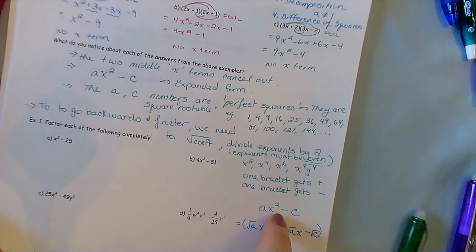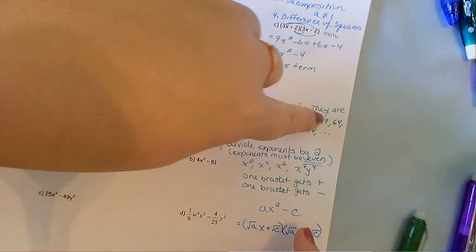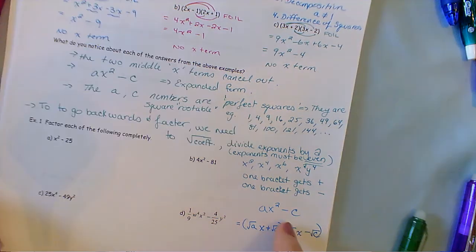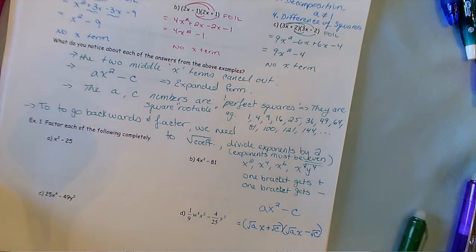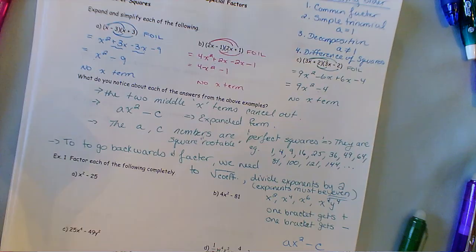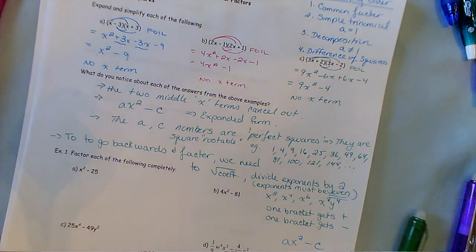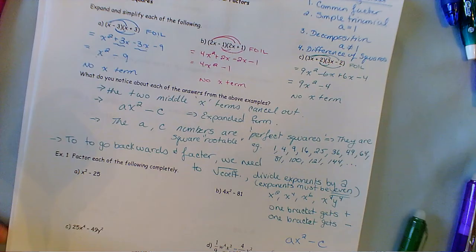So if something looks like this, two terms that are square rootable, separated by a minus sign, which has to be a minus, can't be a plus, with even exponents, then you know it's this form. You don't have to do decomposition, you don't have to do simple trinomial, you just go straight into your brackets and place the numbers where they go.